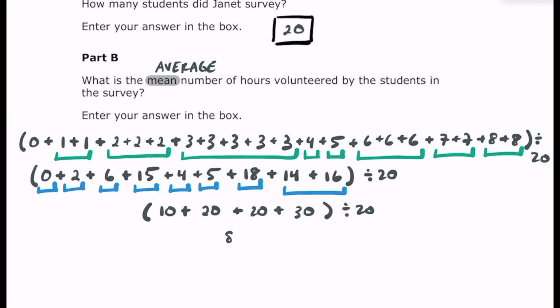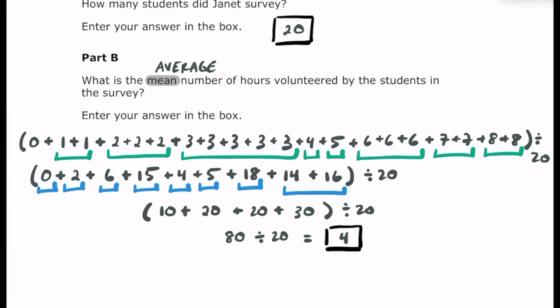So altogether we have 80 hours volunteered total, but to find the average per person, you split those evenly amongst the 20 people. Looks like that's 4 hours per person on average. Obviously some people volunteered more and some people volunteered less, but the average is all those hours split up evenly amongst all the people there. So 4 hours on average.